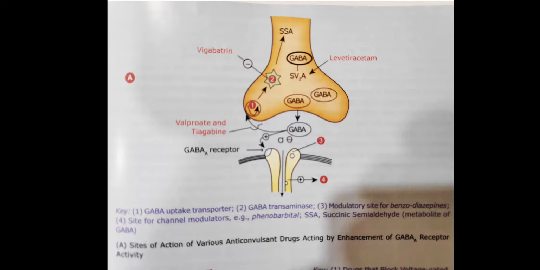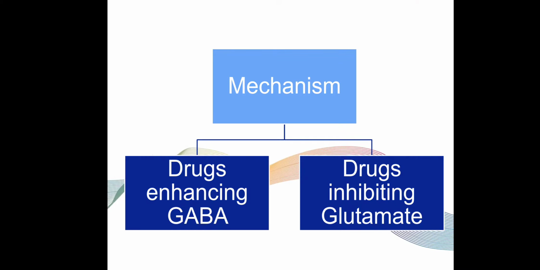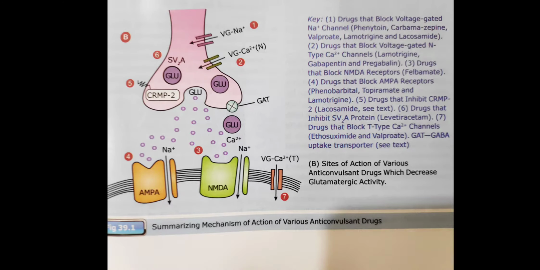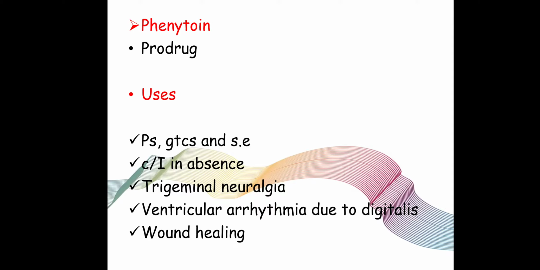So based on these two figures, drugs enhancing GABA and drugs inhibiting glutamate. Once you have understood this much, in today's lecture video we will discuss individual drugs and then the common principles of epilepsy treatment, right? In individual drugs we will discuss the highlight points of the more commonly used drugs, right? Okay, so let's start with the first drug, that is phenytoin.